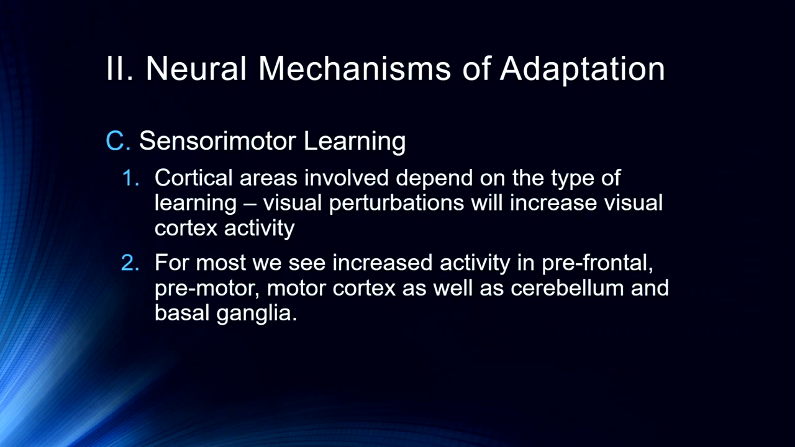So that gets us to actual sensory motor learning. The cortical areas involved in sensory motor learning really depend on the type of learning, and we're going to talk more about this in a minute when we talk about the model I want to discuss. So for example, if we use a visual perturbation such as the prism goggles, it will actually increase visual cortex activity in addition to, of course, the motor cortex activities. But for most of these, we see increased activities in prefrontal, premotor, motor cortex, as well as cerebellum and basal ganglia areas. And we'll get into some specifics about this with both adaptation and sensory learning.